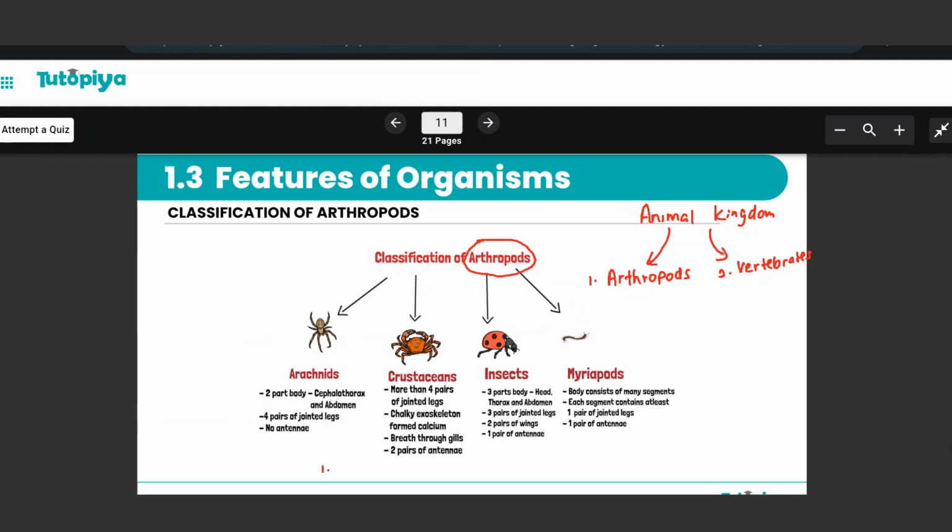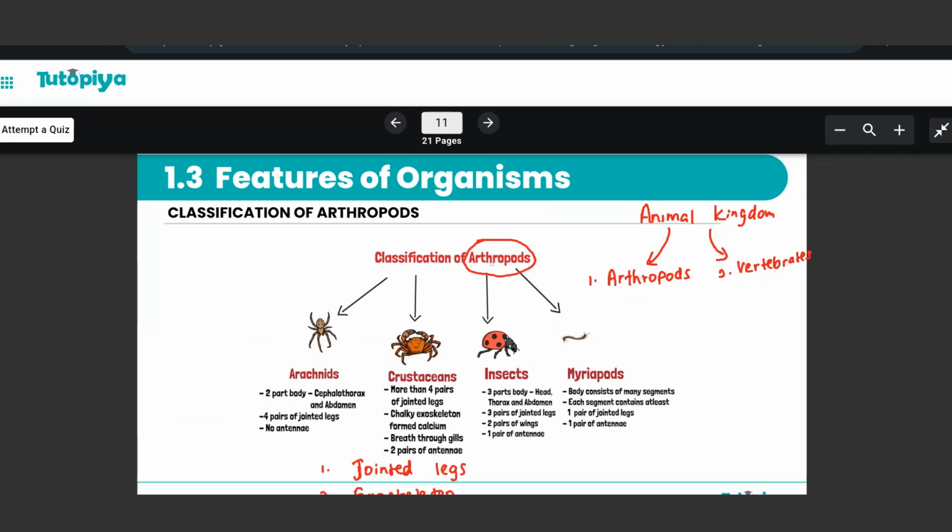The first feature being that all arthropods have jointed legs. And the second feature being that arthropods have an exoskeleton. So these are 2 other unique features of arthropods. And now let's take a look at the subdivision of arthropods, the groups within arthropods.